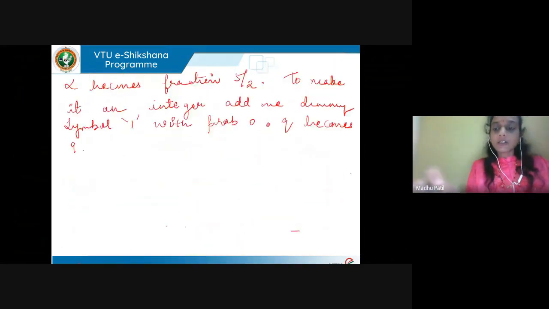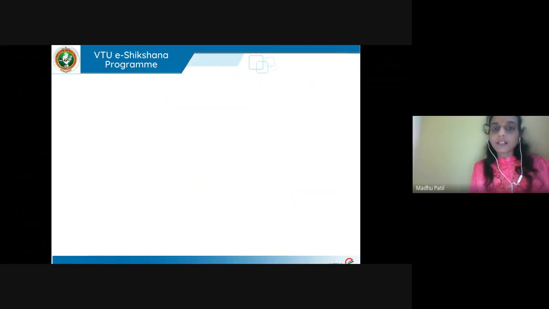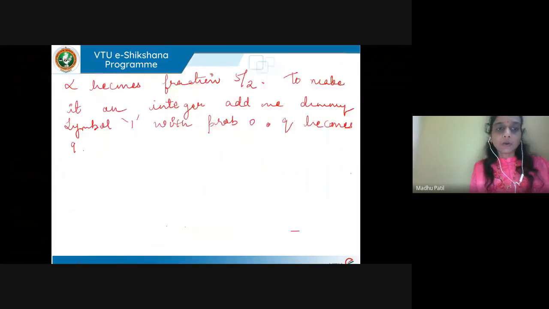So here Q is 8 for the problem given. Symbols are 8. R is 3, as I'm using ternary, meaning 3. Plus R minus 1, 3 minus 1, into 2 alpha. Alpha is 5 by 2, not an integer. To make this alpha an integer, this has to be 6. It has to be 6 means this has to be 9. So for the 8 symbols given, I have to add a symbol with 0 probability and construct the ternary code.